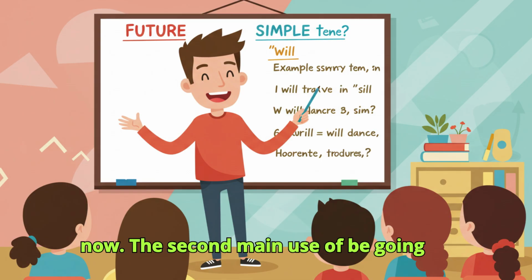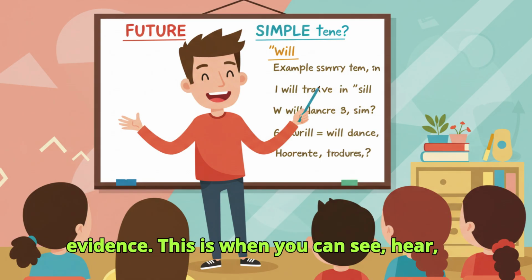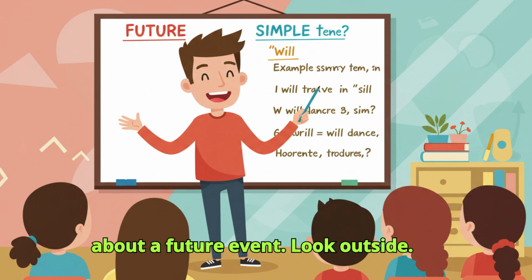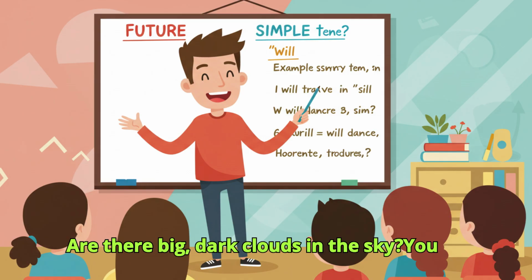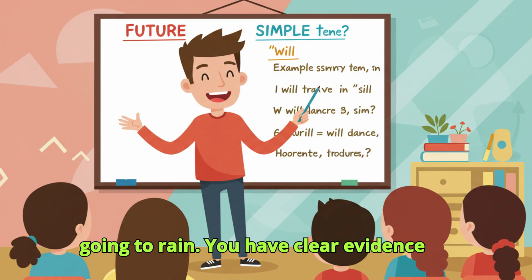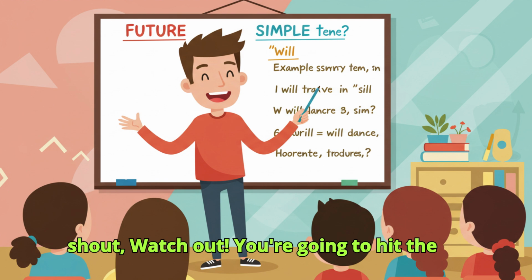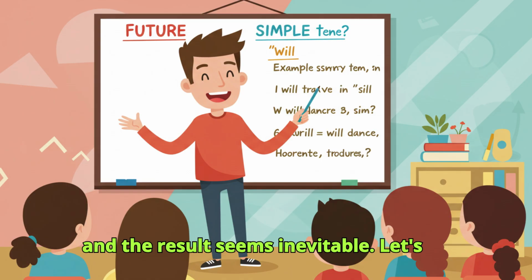The second main use of be going to is for predictions based on present evidence. This is when you can see, hear, or feel something that makes you certain about a future event. Look outside. Are there big, dark clouds in the sky? You could say, "Look at those clouds. It's going to rain." You have clear evidence right now. Or if you see someone running carelessly towards a wall, you might shout, "Watch out, you're going to hit the wall." You see the evidence, and the result seems inevitable.